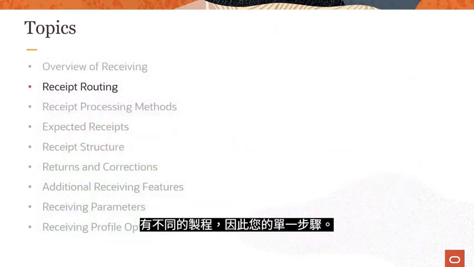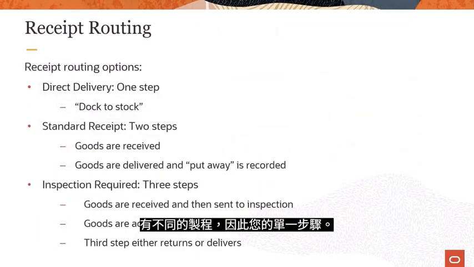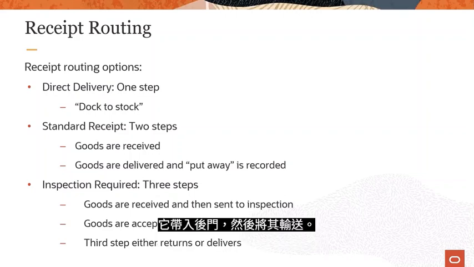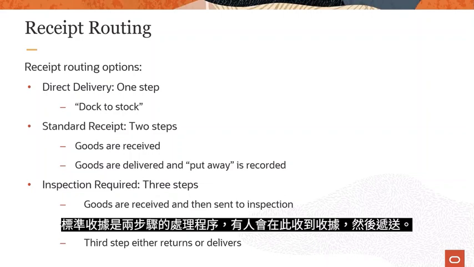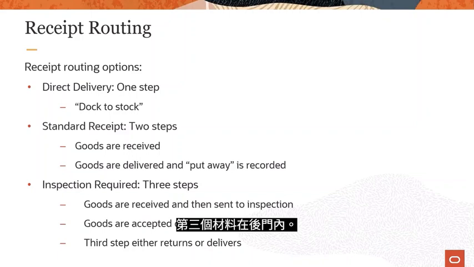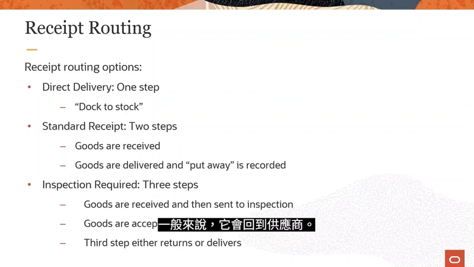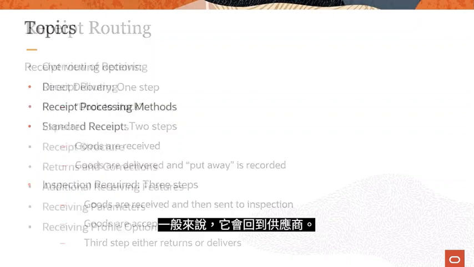There are different routings. So your one step, I don't know if dock to stock is the perfect example, but it is dock to point of use, direct delivery. You do one transaction, it brings into the back door and delivers it. A standard receipt is a two-step process where somebody receives it in to receiving and then it gets delivered. And the third, material comes in the back door. It is inspected. If it is good, then it goes to stock. If it gets rejected, then you can disposition it. Generally, it'll go back to the supplier.